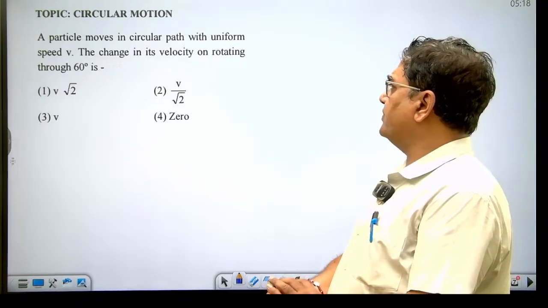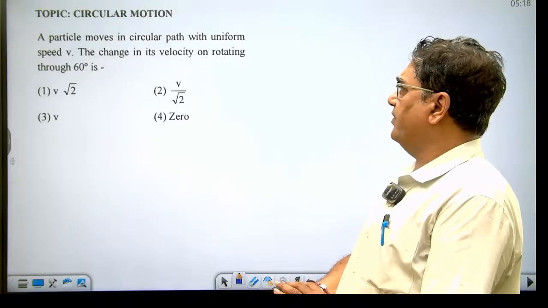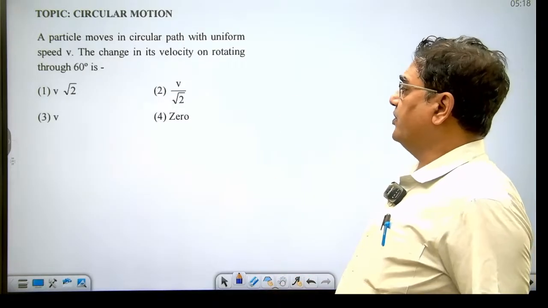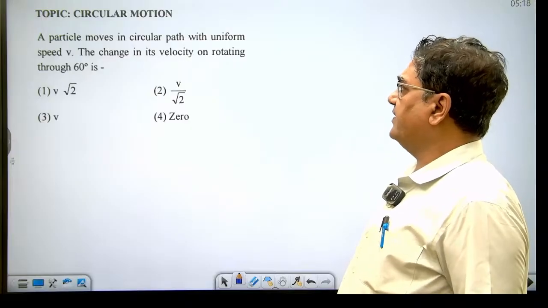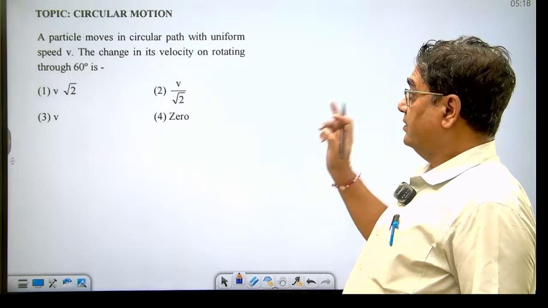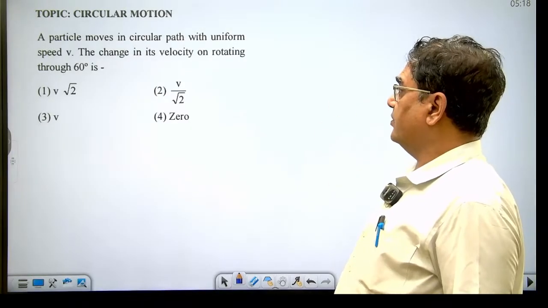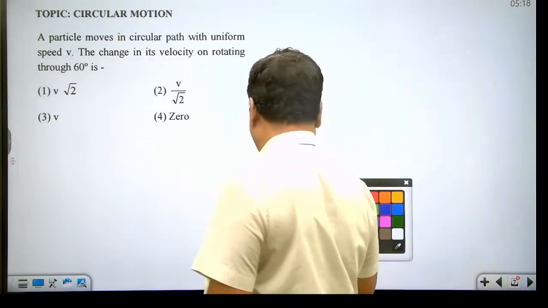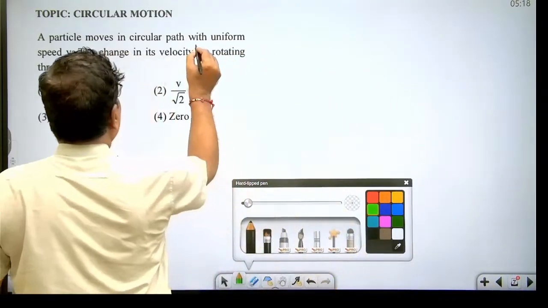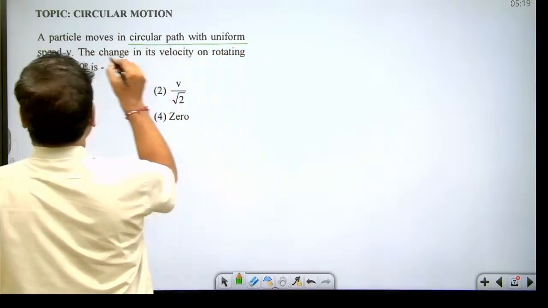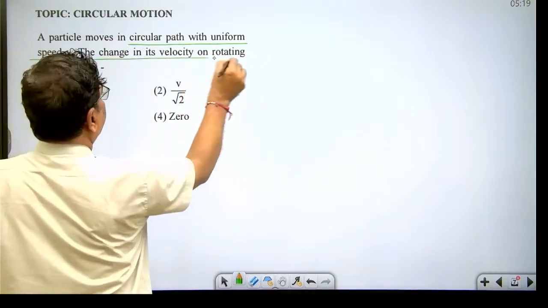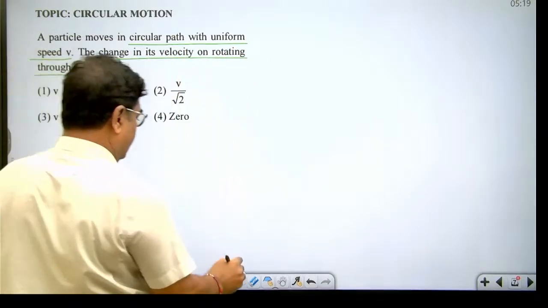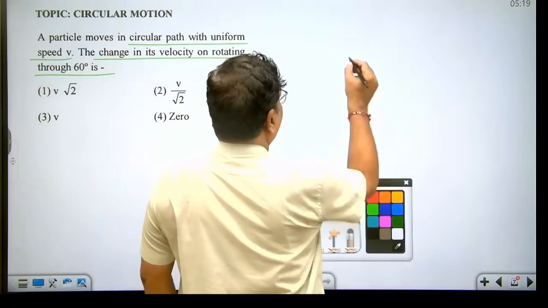A particle moves in a circular path with uniform speed. Uniform speed means the particle is moving with uniform circular motion. Okay. The change in its velocity on rotating through 60 degrees. Dear student, first the particle is moving with uniform speed v. The change in velocity on rotating through 60 degrees. Let's see here. You can take any point as reference point.